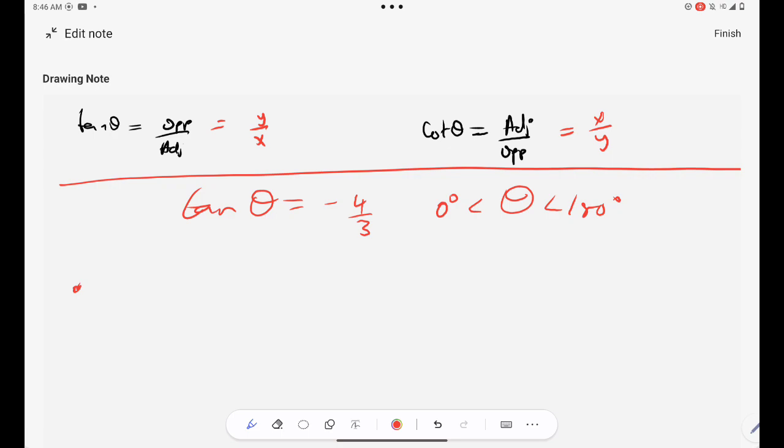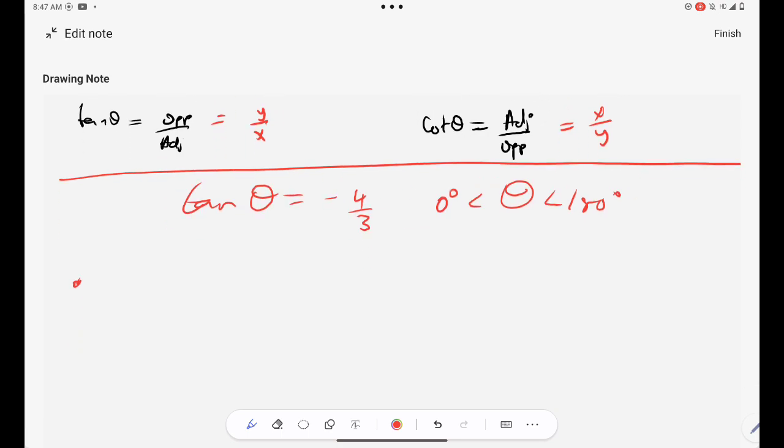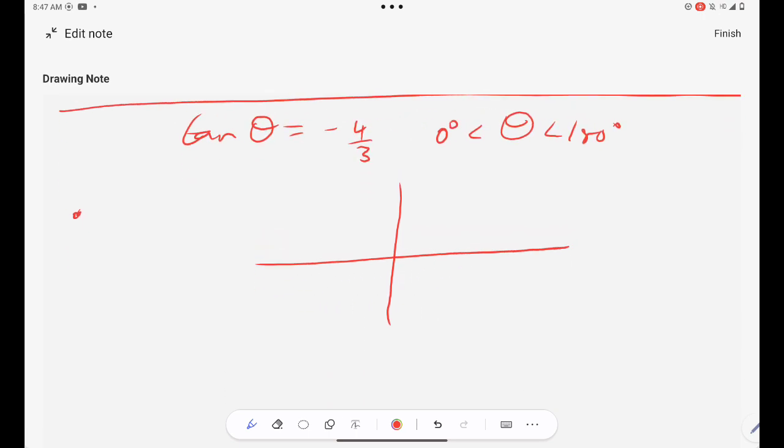Are we together? Okay, firstly, I know that tan theta is equal to Y over X. The first thing I need to do is draw my Cartesian plane. Are we together? And then tick where tan is negative. Why am I doing that? Because tan theta is equal to a negative number. Are we together? I know that tan is negative in the second and the fourth quadrant.